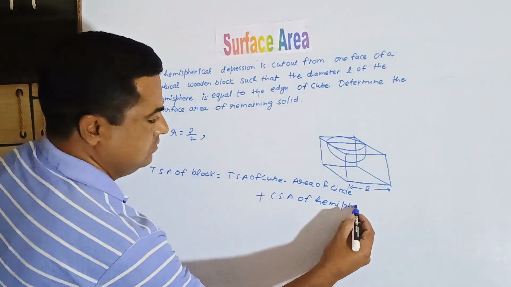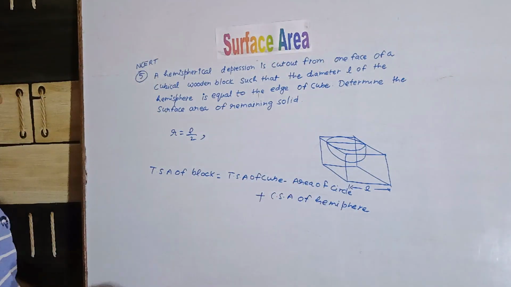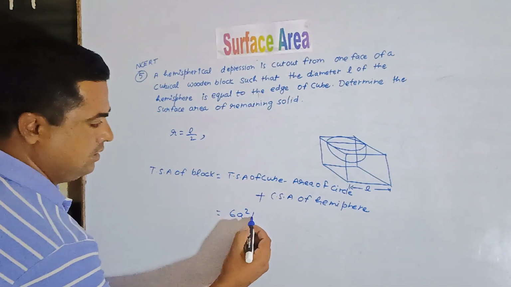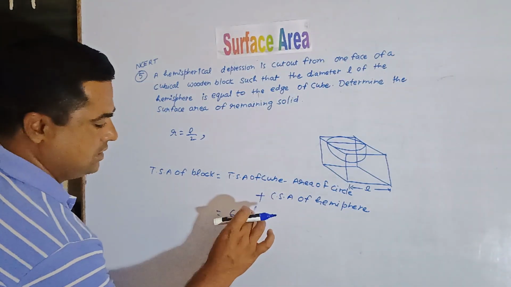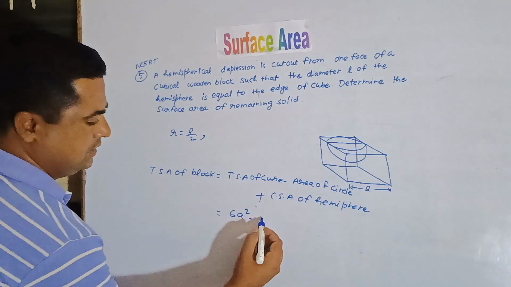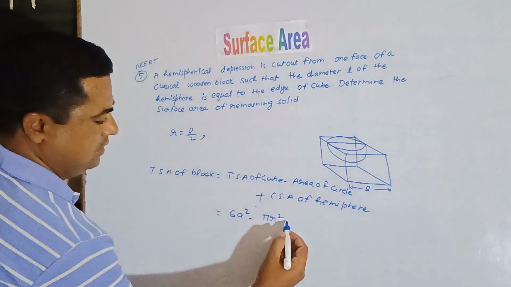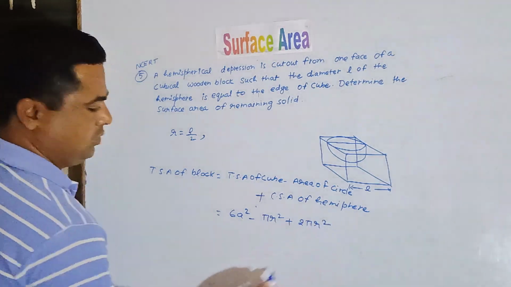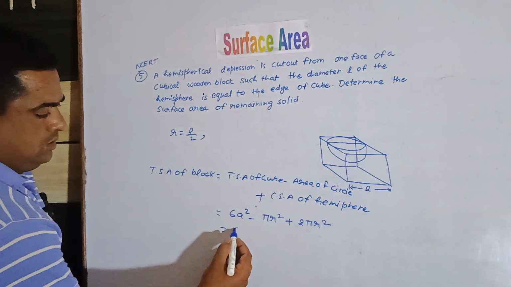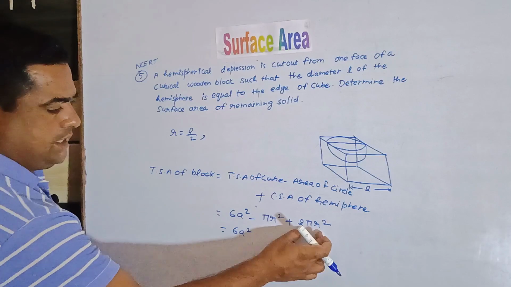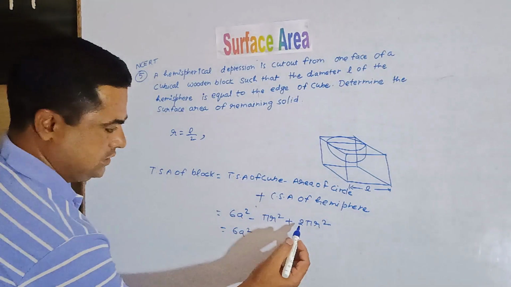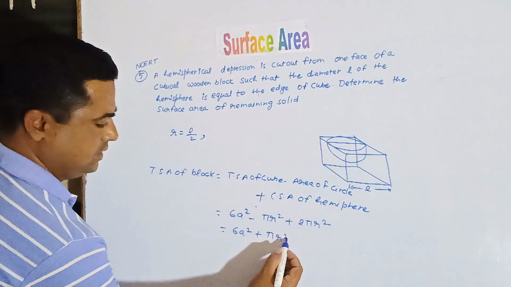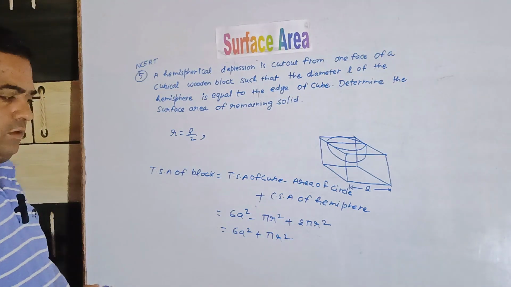And we know the total surface area of a cube is 6a square, minus the area of the circle. You know very well students, this is pi r square, plus the curved surface area of a hemisphere, this is 2 pi r square. Now 6a square plus 2 pi r square minus pi r square, you will subtract this part from this part, so we will get pi r square here. This is the total surface area of the block.